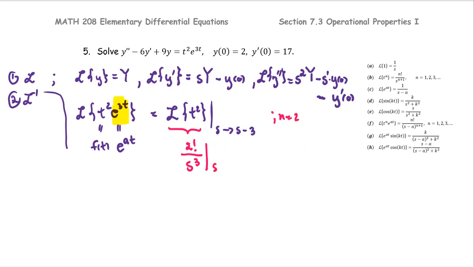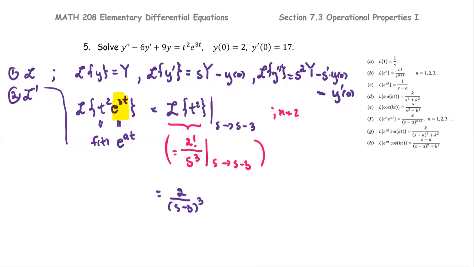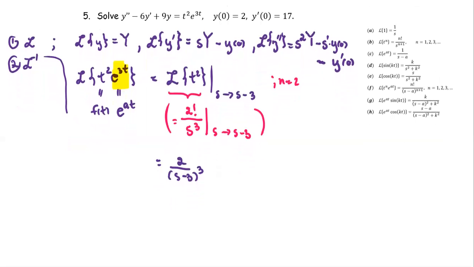But you're going to translate s to s minus 3. So that means I'm going to put parentheses here. So the Laplace of t squared e to the 3t becomes 2 divided by the quantity s minus 3 to the power 3. Okay, so we've got all the prep work. Now we're going to put them all into the main part of the process.